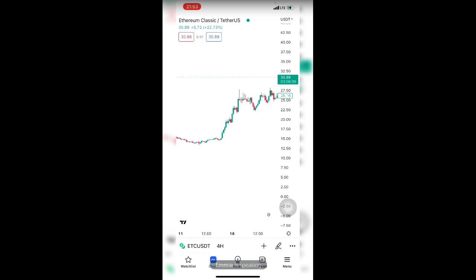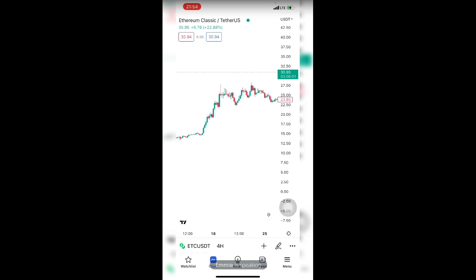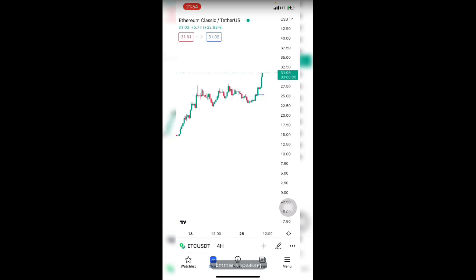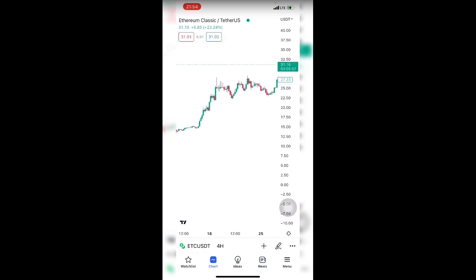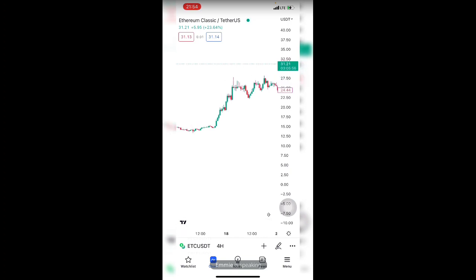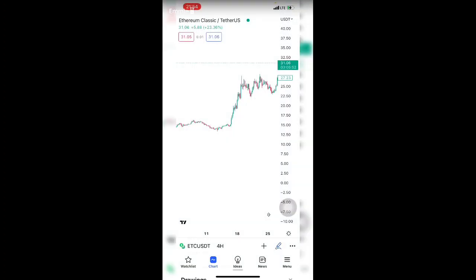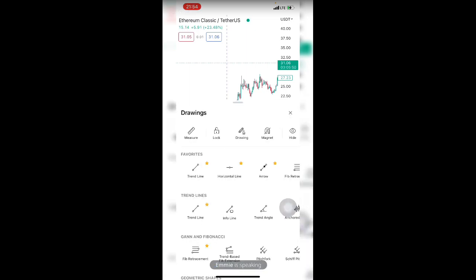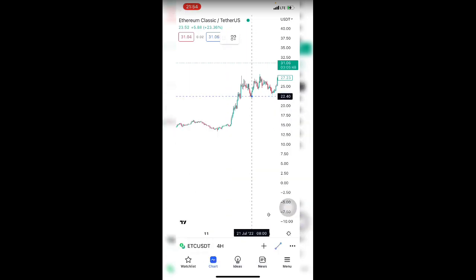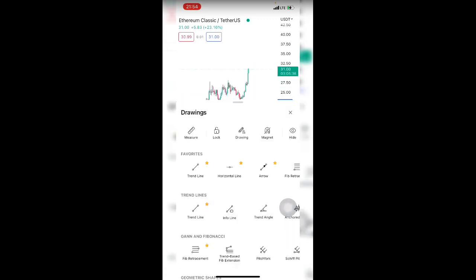Do you get it? At times, I will tell you the reason why it doesn't work. Those ones are the old method, but you can still be using it to make your profits. Look at it. You draw something from here. So, horizontal line. Look at it. This is your support. And this is your resistance.